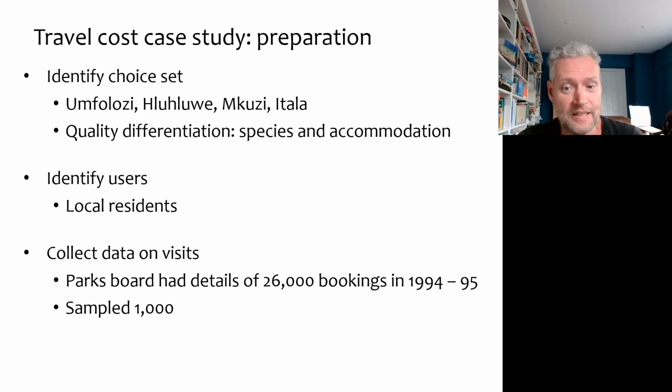And then what they did was they had data for 26,000 bookings with all the details, where do you come from and so on and so forth, how much did you spend and how long did you stay, and then they sampled 1,000 of these bookings.